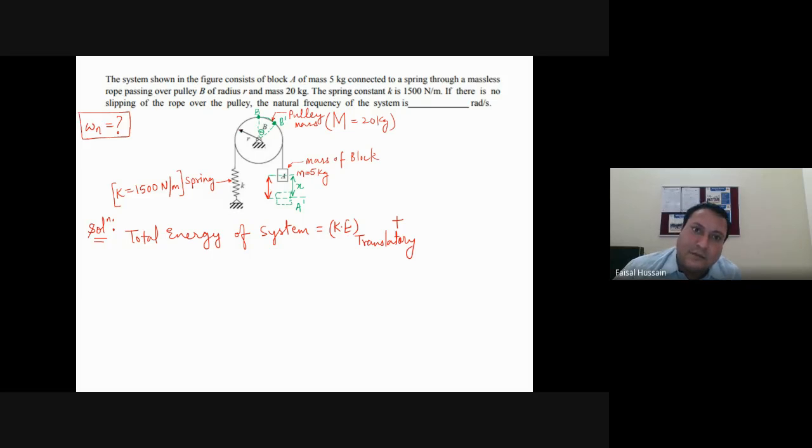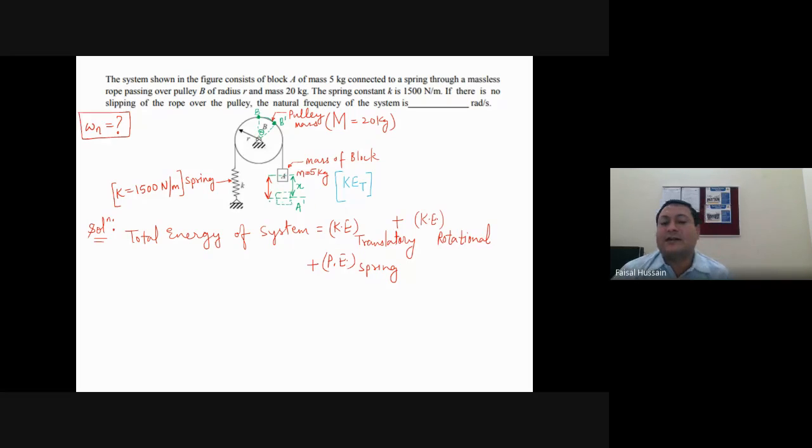Plus, the pulley is also rotating from point B to B dash, it has moved through a certain angle theta. So again there will be angular kinetic energy developed, and it will be rotational. Plus, because of this spring there will be potential energy. Okay, so I am writing, see, because of this block there will be translatory kinetic energy.